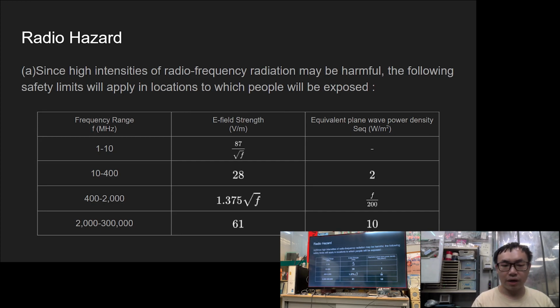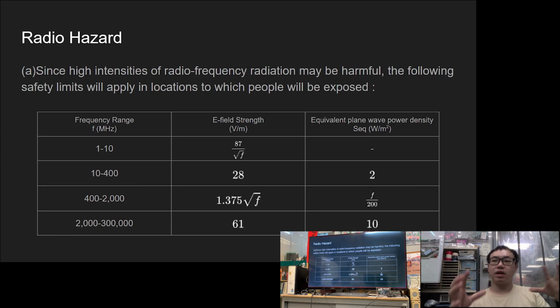Actually, we can explain why. You will see that for 1 to 10, the field strength should be 87 over square root f. F is just here. You don't have to take the megahertz into account. If it is 1 megahertz, then just 1. 10 megahertz, just 10. Okay. 87 divided by square root of 10, which is 3 point something, right? 3 point something. Okay. And for 10 to 400 megahertz, 28, a fixed number, and the equivalent plane wave power density.